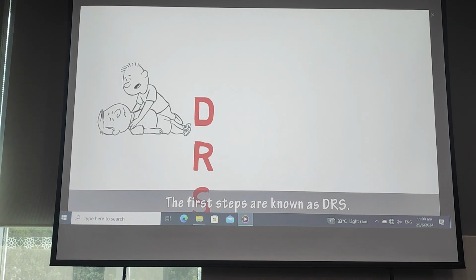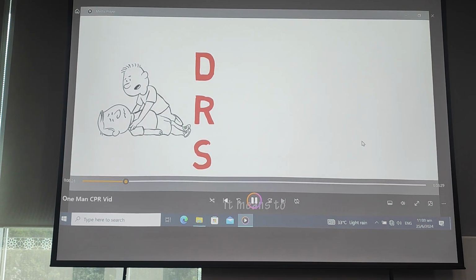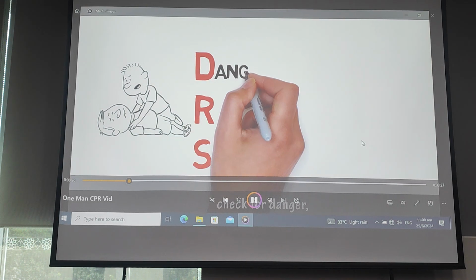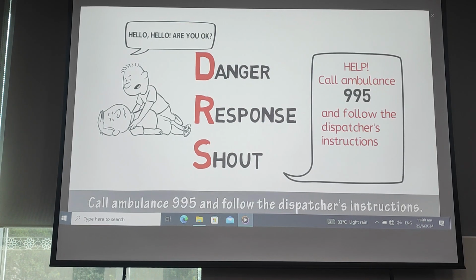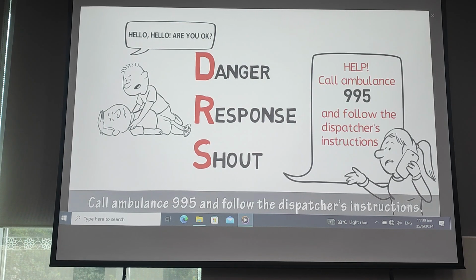The first steps are known as DRS. It means to check for danger, check for response, shout for help. Help! Call ambulance 995 and follow the dispatcher's instructions.